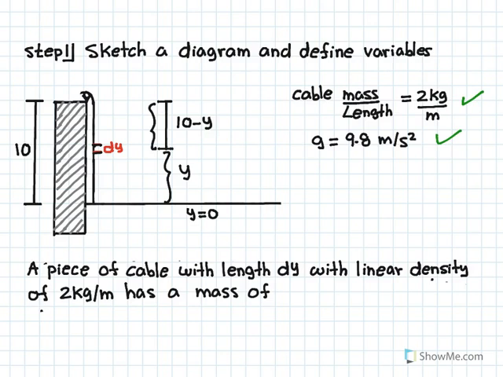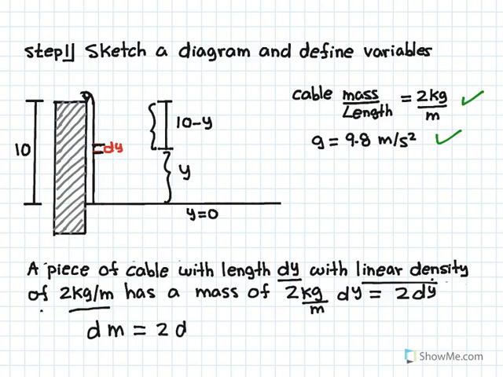So a piece of cable with length dy with linear density 2 kilograms per meter has a mass of 2 kilograms per meter times the length dy meters. So essentially we get 2 dy. This is the mass of a small segment of the cable. So differential mass is equal to 2 times dy. This is the mass of a small piece of cable.